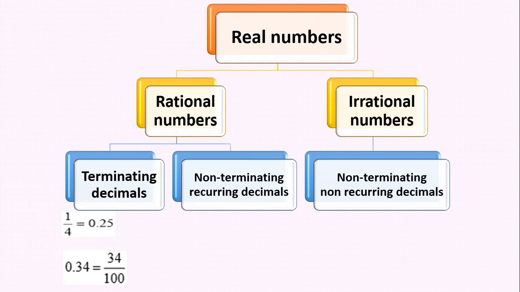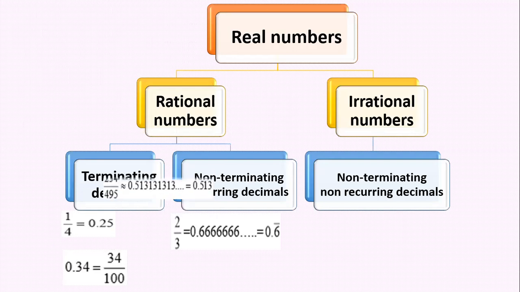Then we have non-terminating recurring decimal numbers like 0.666 and so on. The 6 doesn't end. It's called recurring since the same number keeps repeating, and non-terminating since it goes on to infinity, same as 0.5 13, 13, 13 and so on. You can see that this number is also a non-terminating, recurring decimal.